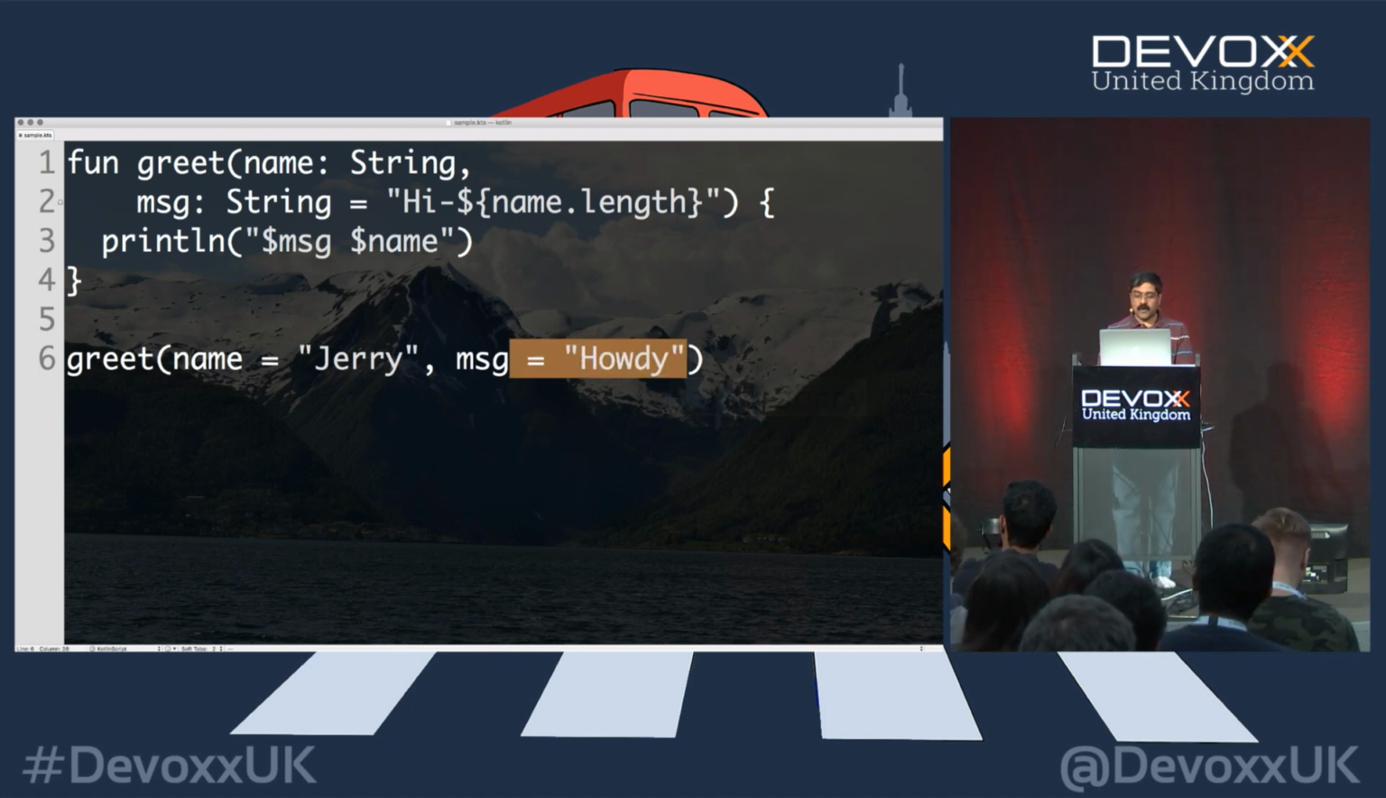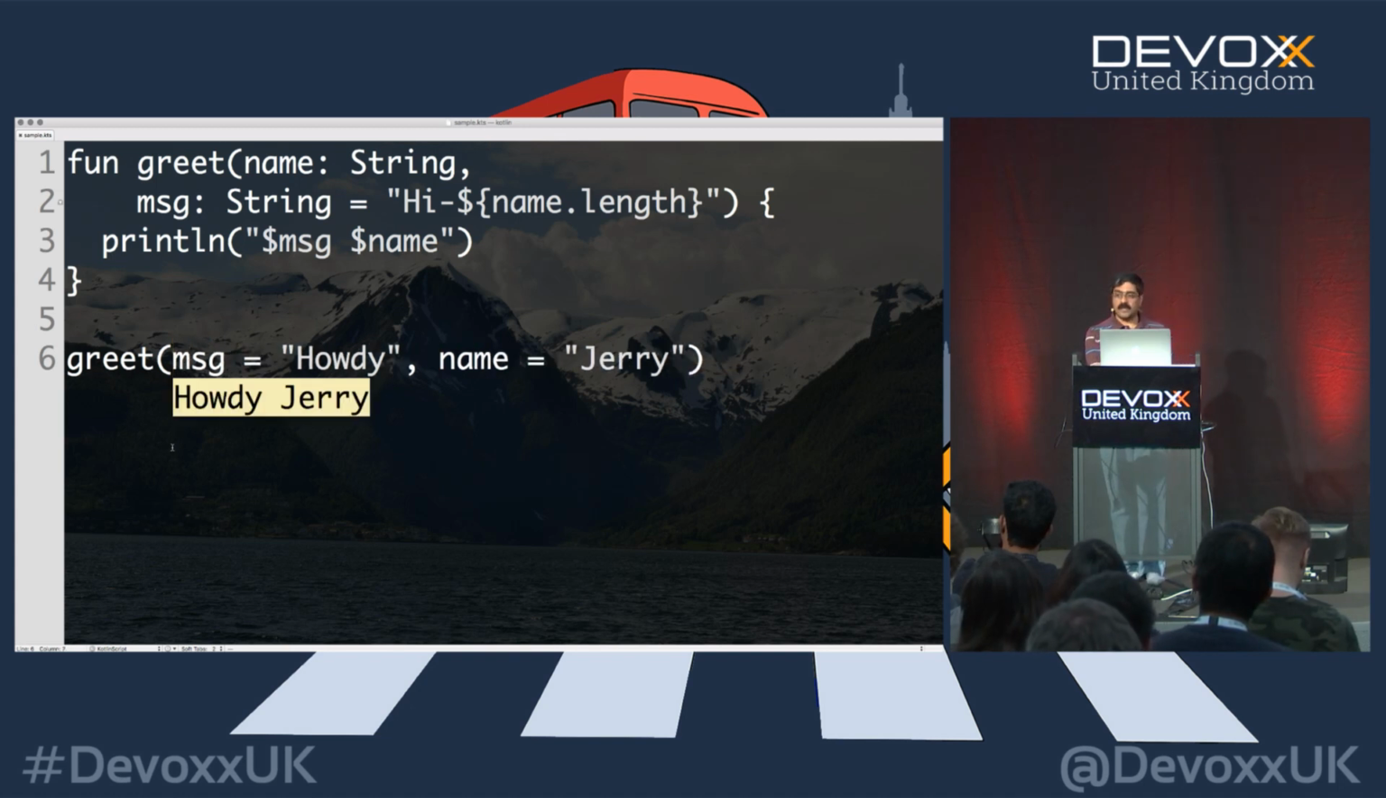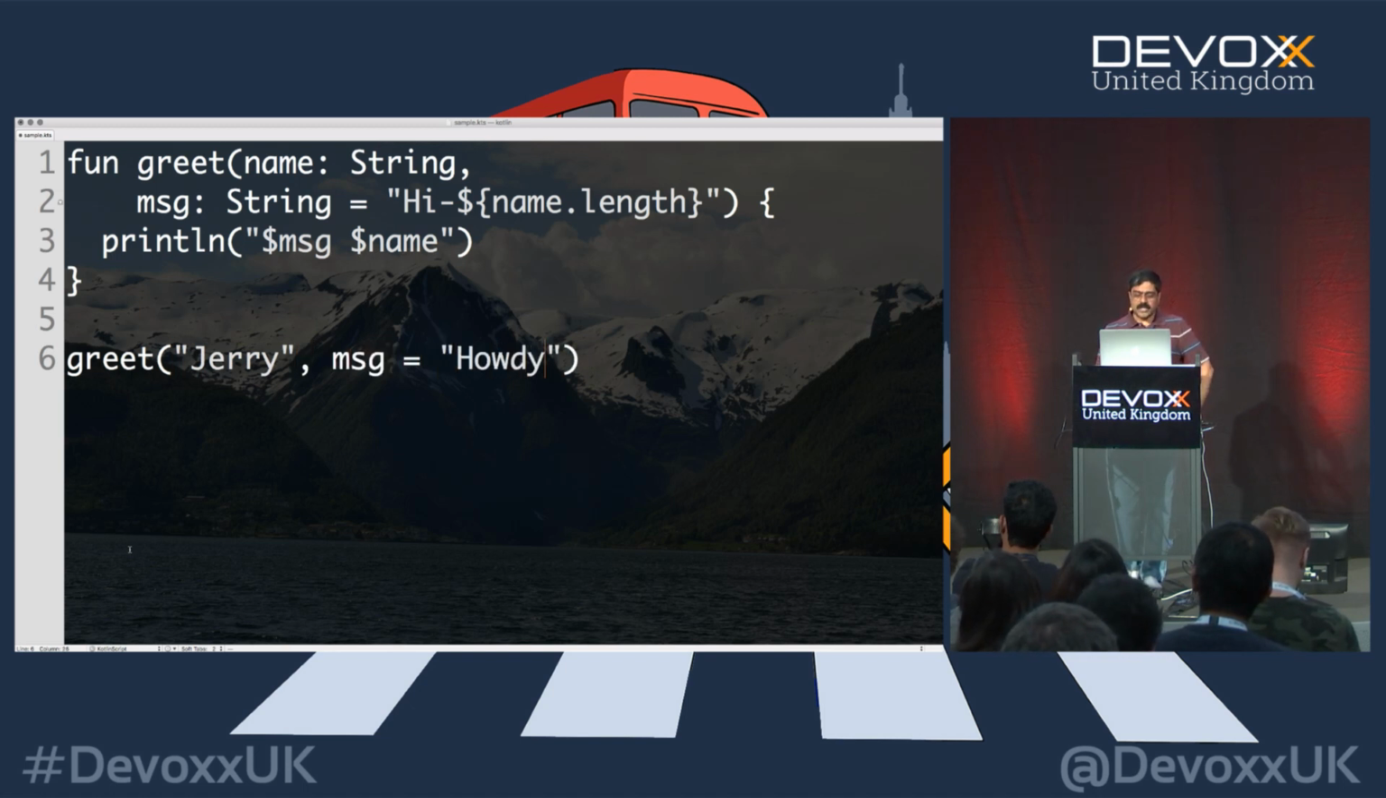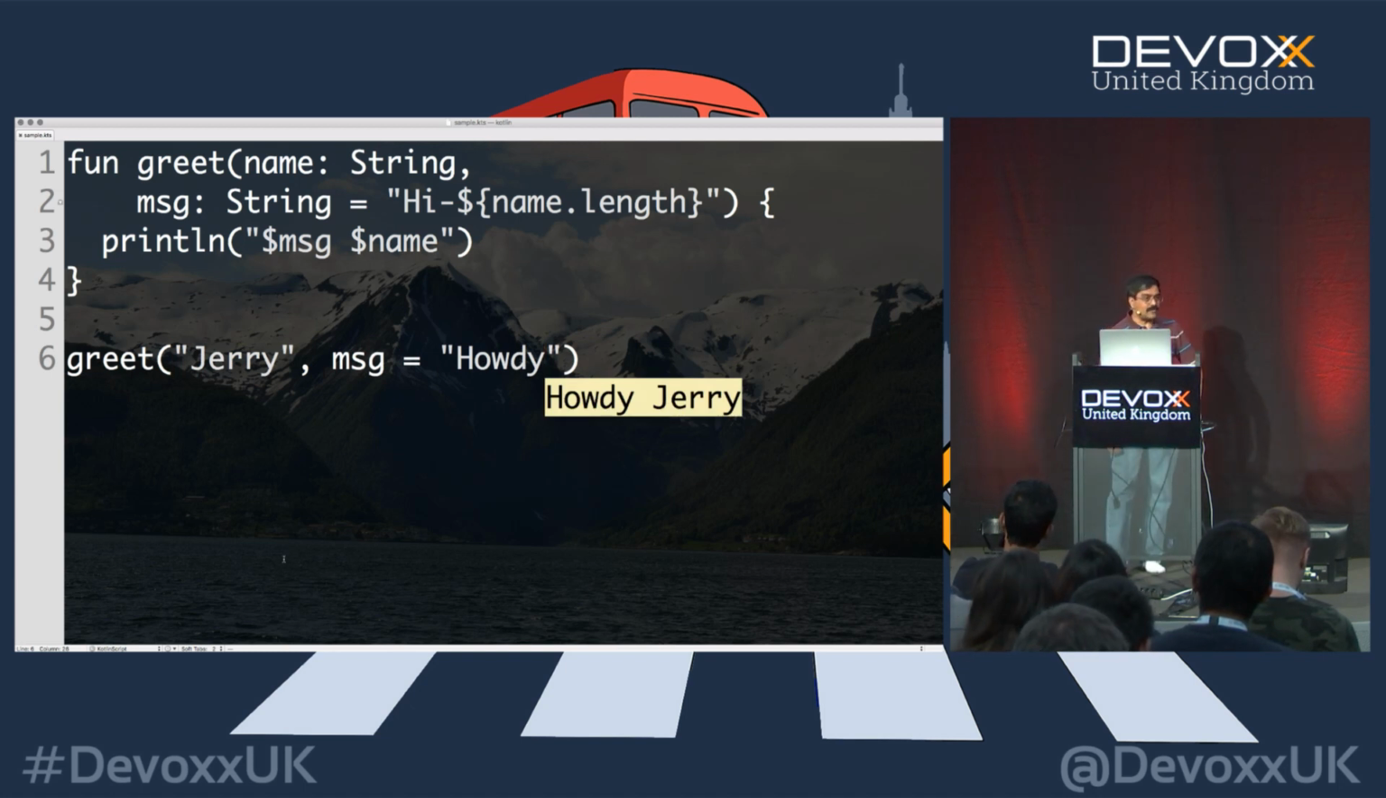You're not required to follow this ordering, if you will. Notice that I'm going to say message is equal to howdy, and the name is equal to Jerry. I can switch the ordering as well if I wanted to. Not only can you do this, you can specify the name as a positional argument, comma message is equal to howdy as well. As you can see, you can mix and match them really nicely. So that gives you quite a wealth of flexibility.